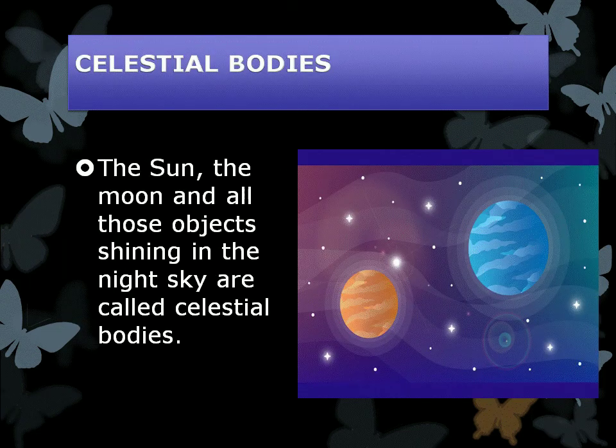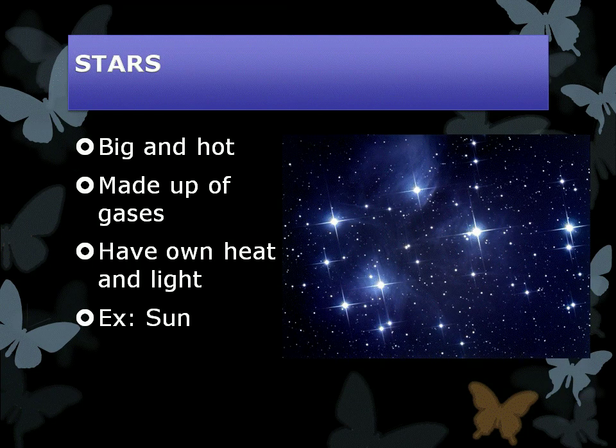Celestial bodies. What is meant by celestial bodies? The sun, the moon and all those objects shining in the night sky are called celestial bodies. One of the celestial bodies are stars. What is meant by stars? Stars are big and hot. They are made up of gases. They have their own heat and light. For example, sun is a star.